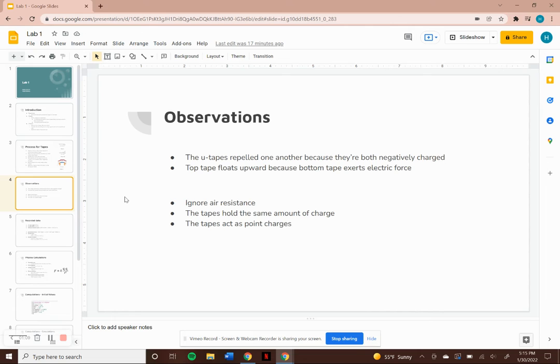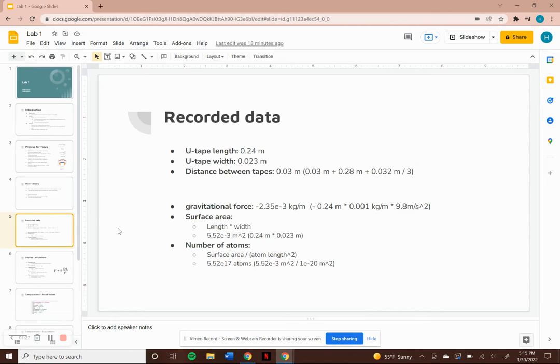So, some observations that we will note. The U-tapes repel one another because they are both negatively charged, as stated before, and the top one floats upward because the bottom tape is exerting an electric force. We will ignore air resistance, and the tapes hold the same amount of charge, and the tapes act as point charges. For our recorded data, we have the length and width of the U-tapes and the distance between the tapes. We have a gravitational force, which is negative mass times gravitational acceleration, a surface area, which is length times width, and the number of atoms, which is the surface area divided by atom length squared.